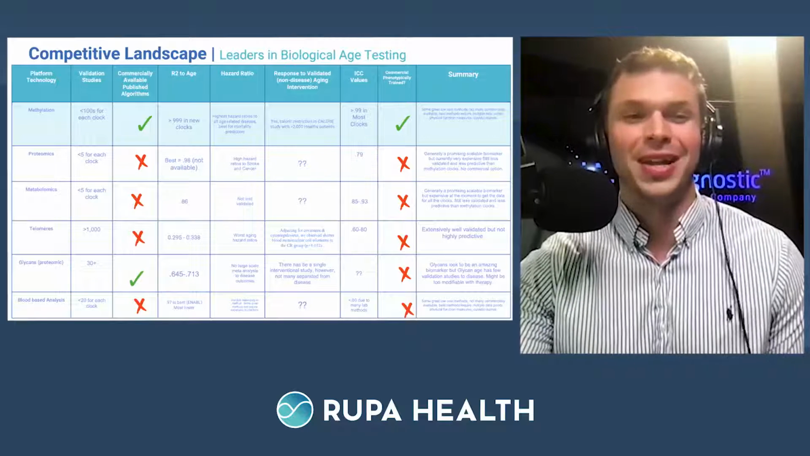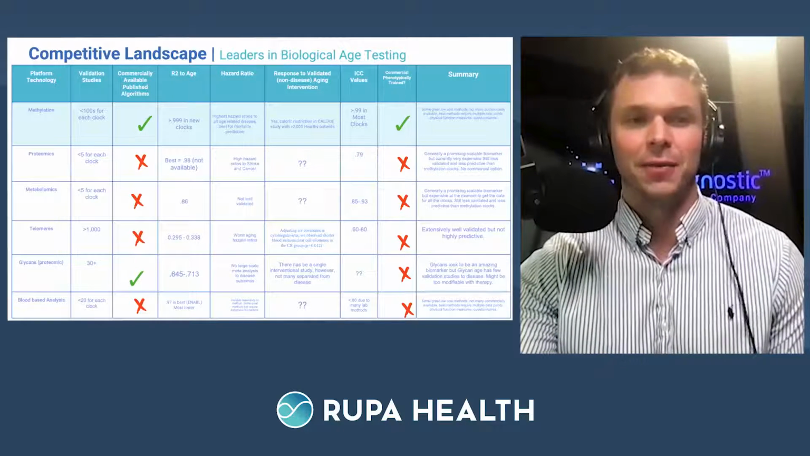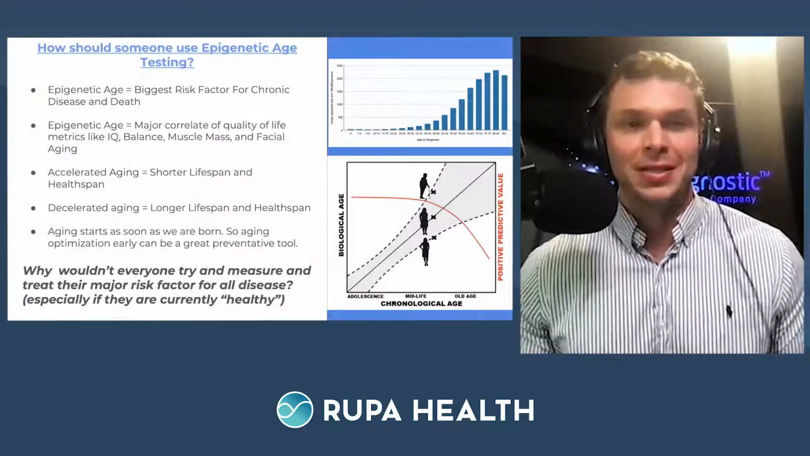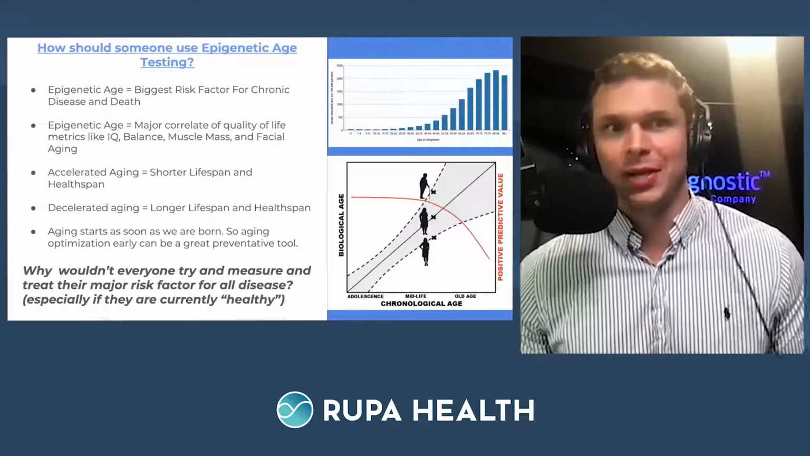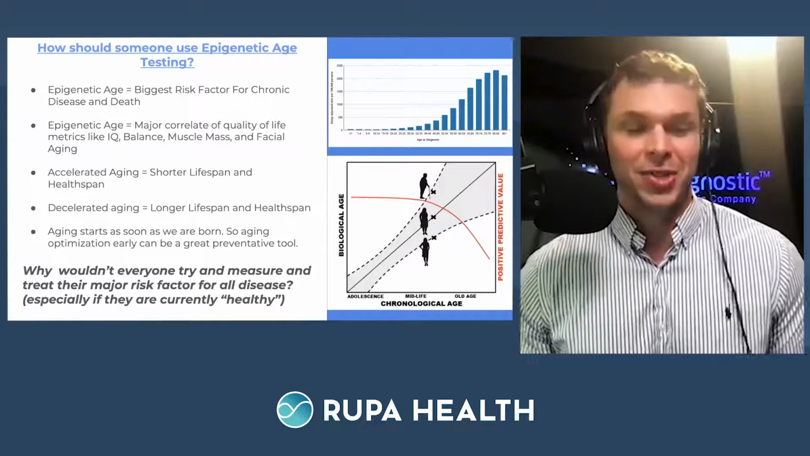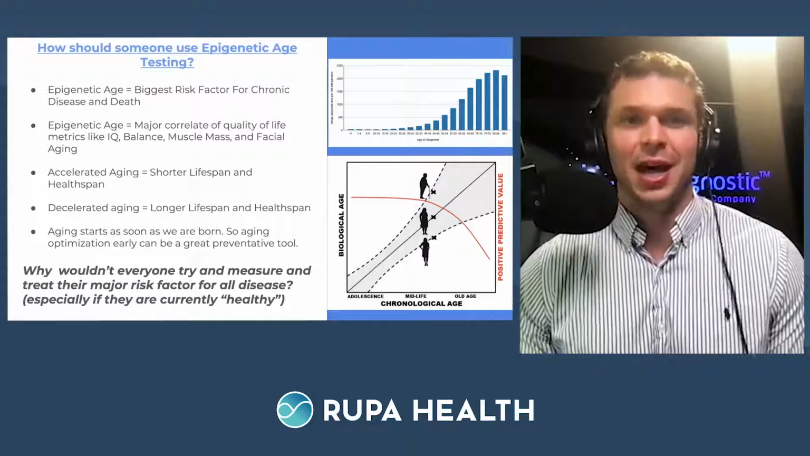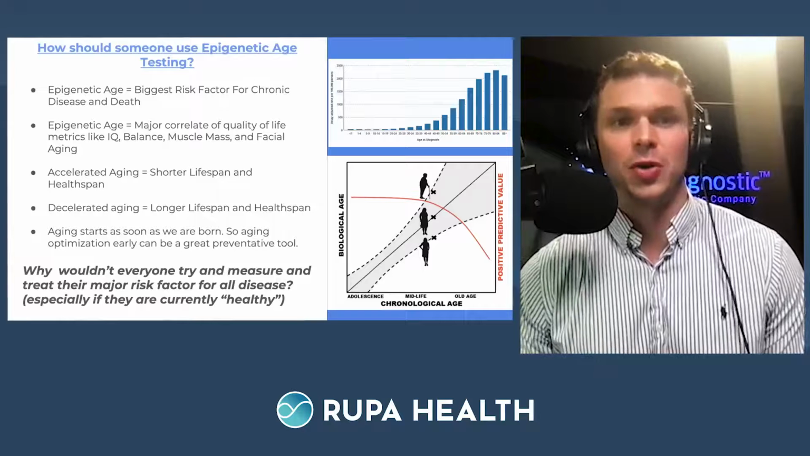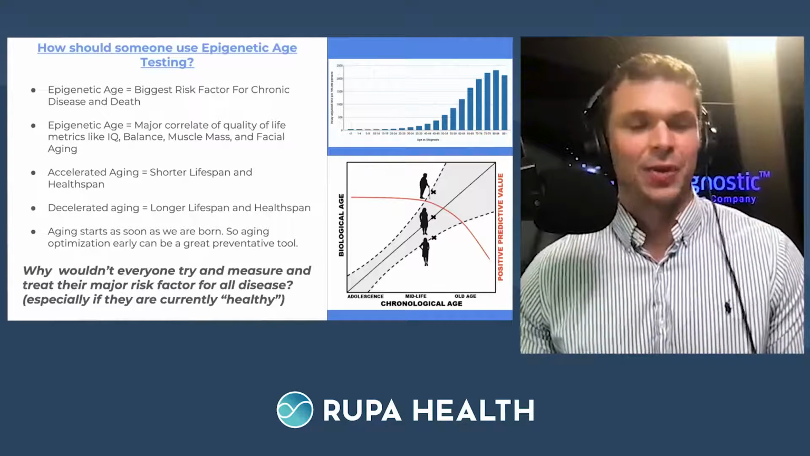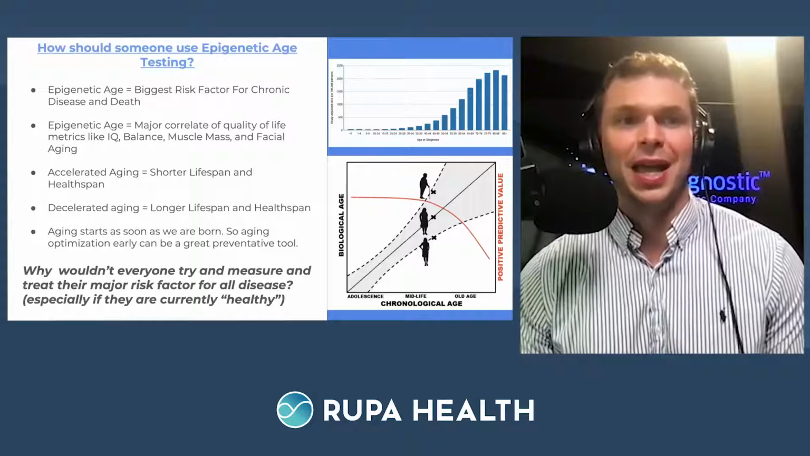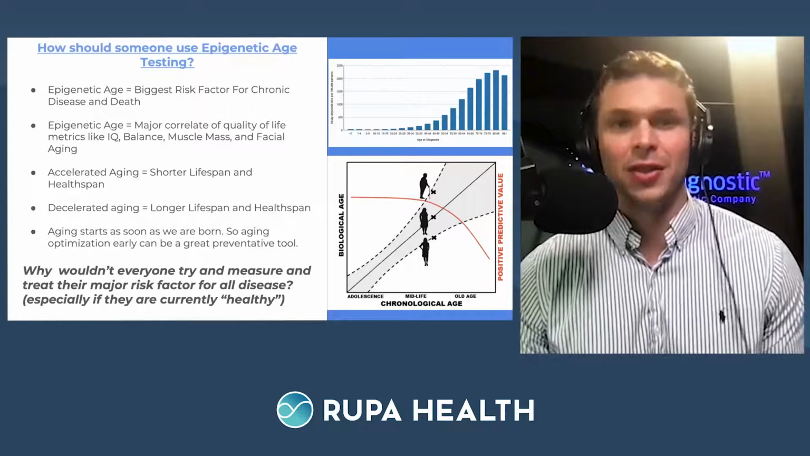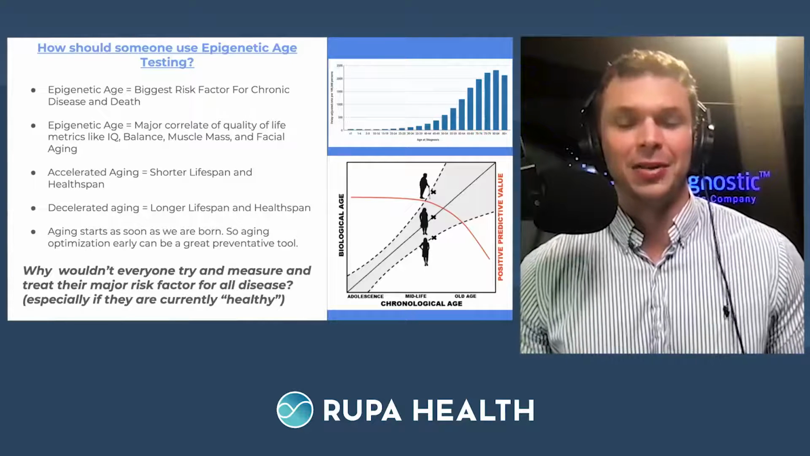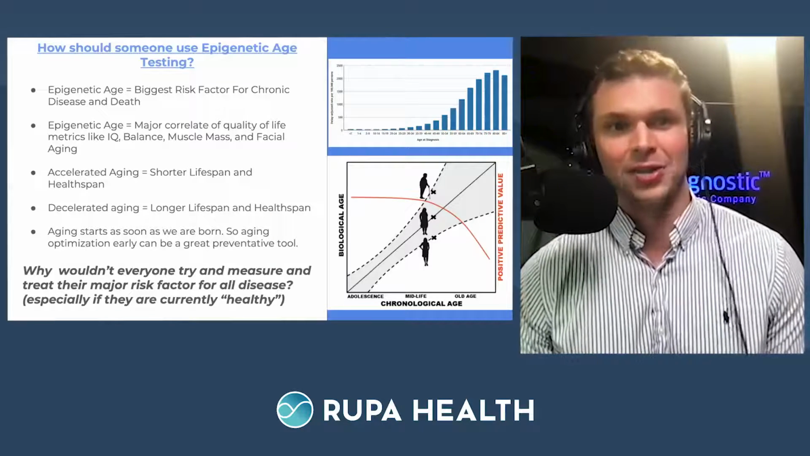We know that those people who are at accelerated aging with these biological age platforms tend to have worse outcomes and worse disease. So with all that being said, we know that epigenetic age is your biggest risk factor for chronic disease and death. We also know that epigenetic age is definitively the best way to measure it, and it's also correlated to quality of life related metrics, which we'll go to later. Generally, accelerated aging equals shorter lifespan and health span, and decelerated aging, being younger than your chronological age, means that you have a longer lifespan and health span.